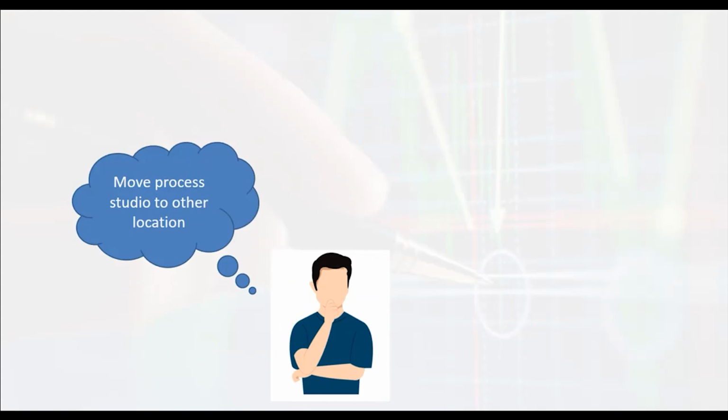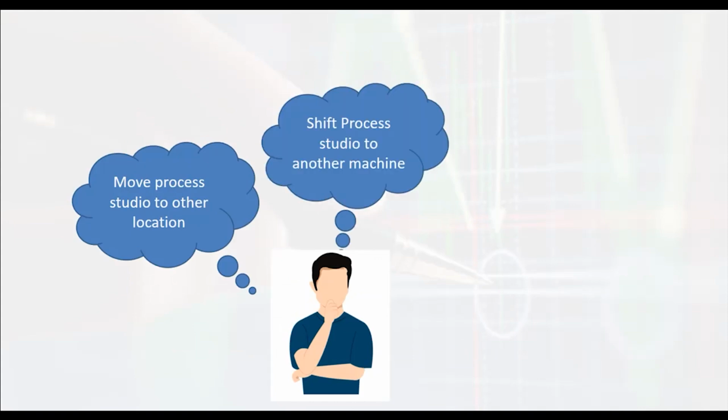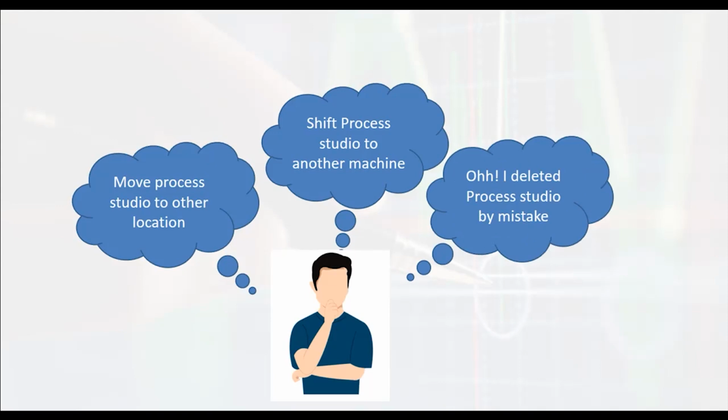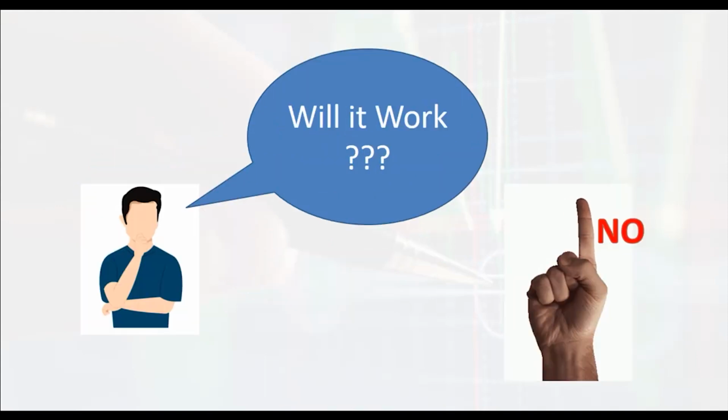Now suppose one wants to move Process Studio to another location or shift Process Studio to another machine or just by mistake deleted Process Studio. Then he might think, shall I just cut this folder and paste it to a new location, or shall I just extract another copy of Process Studio and start working with this? Will it work? The answer is no. It will not work that way. If you do so, Process Studio will give an error saying that it is already registered. So what is the solution? The solution is to first deregister the existing Process Studio instance and then register it again.